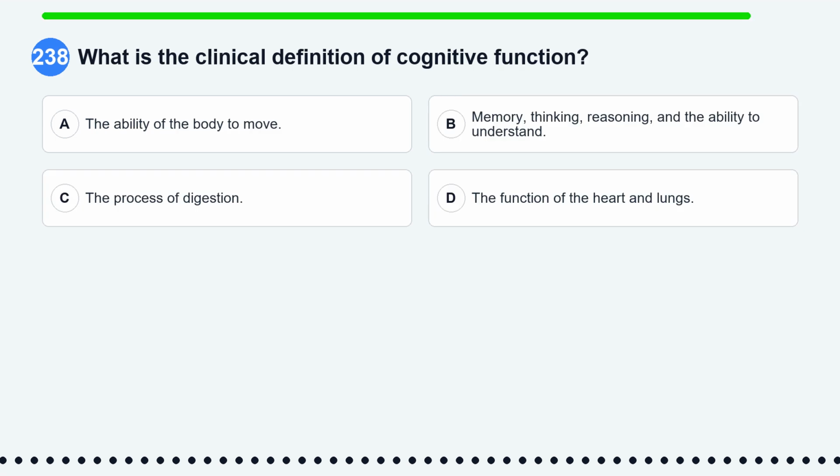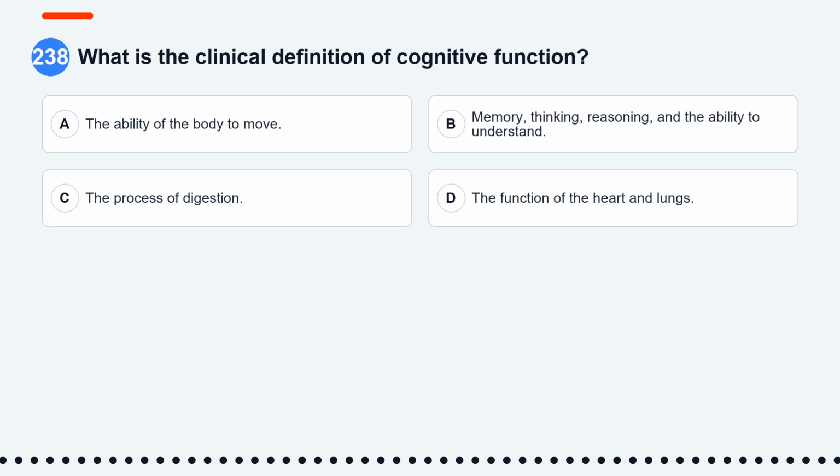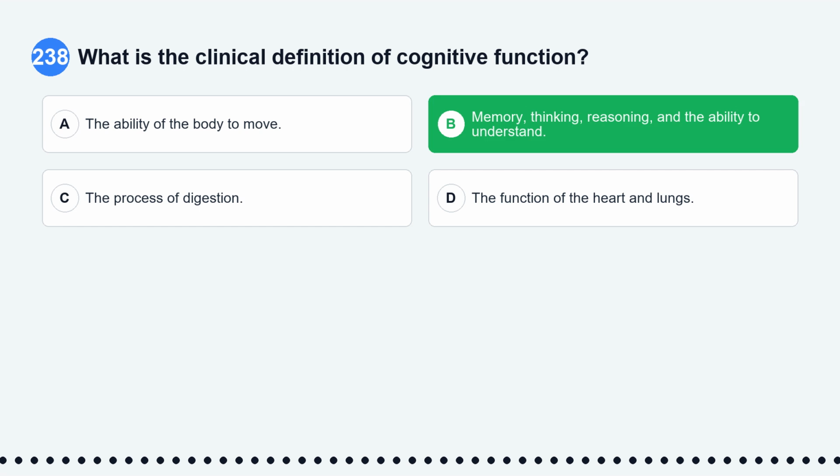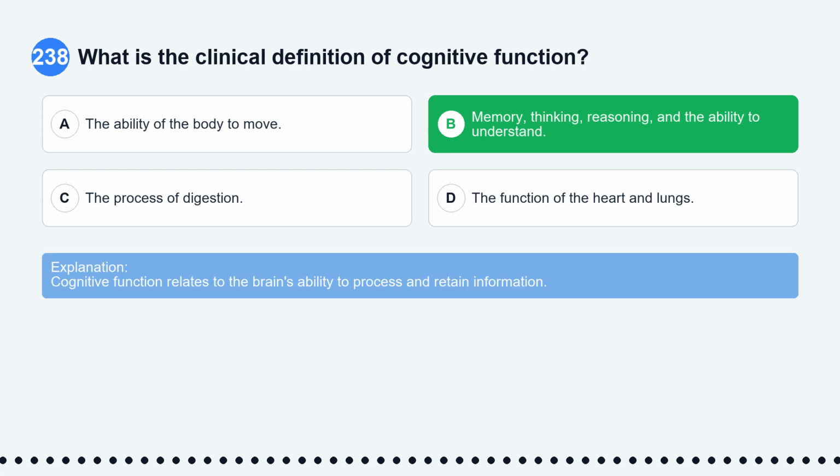Question 238. What is the clinical definition of cognitive function? Option A, the ability of the body to move. Option B, memory, thinking, reasoning, and the ability to understand. Option C, the process of digestion. Option D, the function of the heart and lungs. The correct answer is option B, memory, thinking, reasoning, and the ability to understand. Cognitive function relates to the brain's ability to process and retain information.